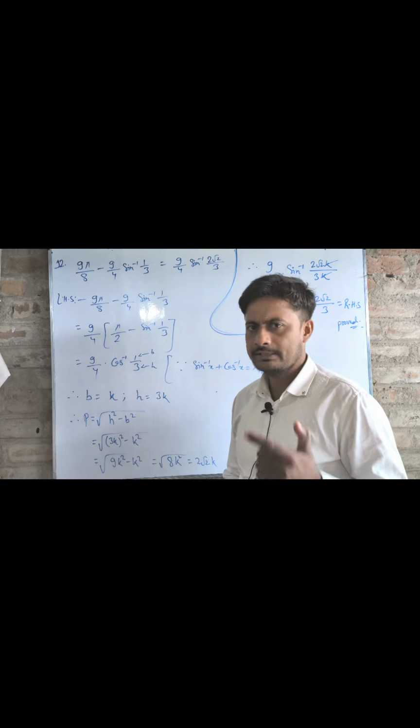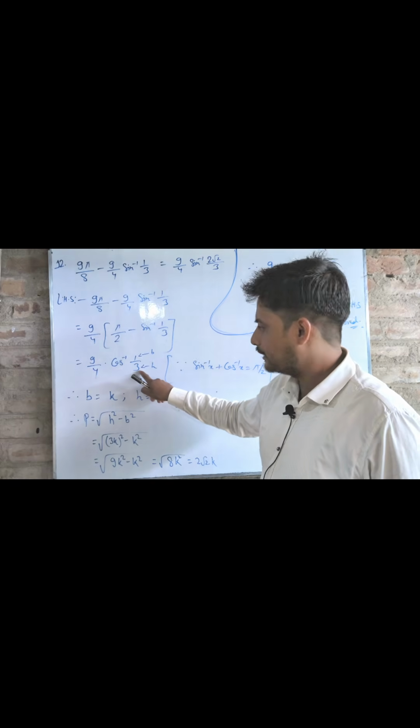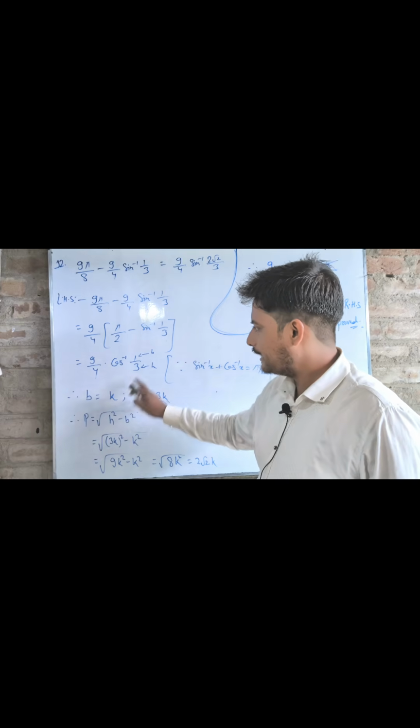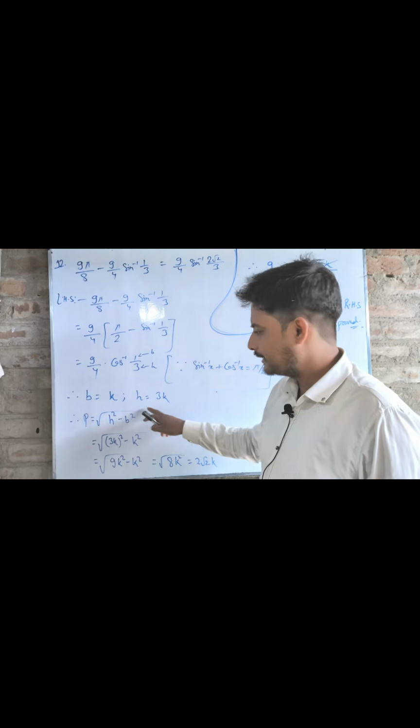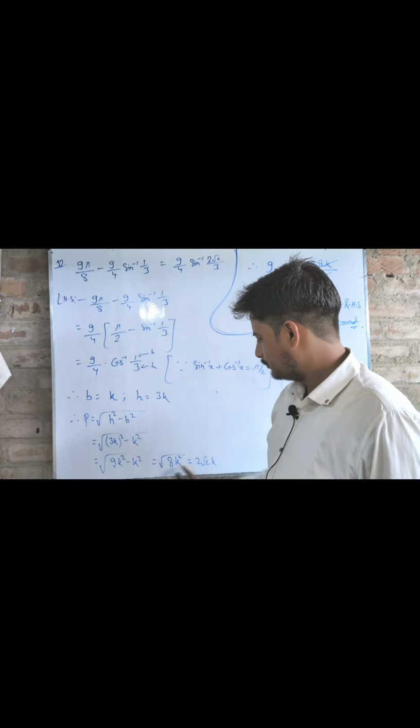and since the formula of cos theta is equal to base by hypotenuse, this value will be base and this value will be hypotenuse, and we can write base is equal to k because there is one hidden, and hypotenuse will be 3k, and with the help of the formula we can obtain the perpendicular is equal to 2 root 2k.